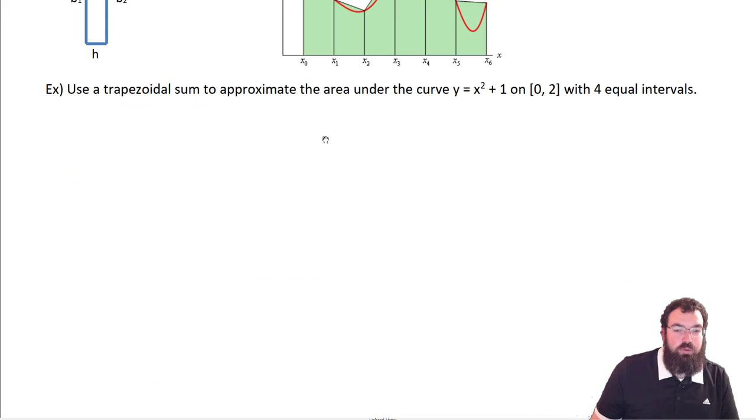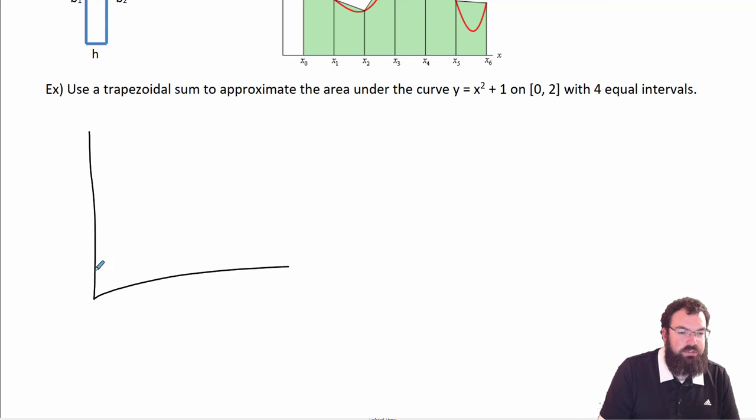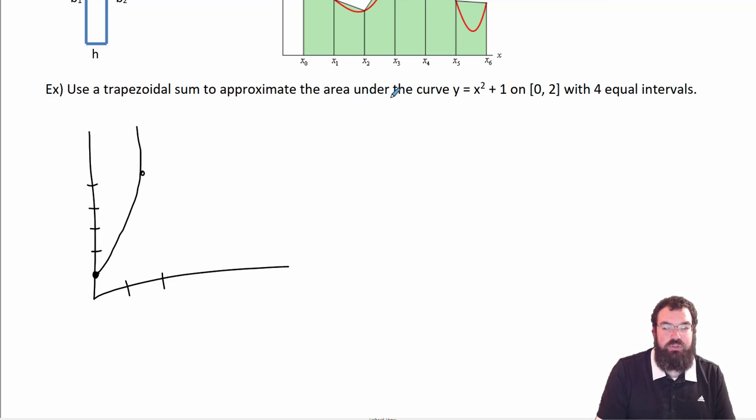Use a trapezoidal sum to approximate the area underneath a curve of x squared plus 1. So now I got to draw this again. I'm sorry. So let's see. 1, 2, 3, 4, 5. I'm going to go out a little bit more. 1, 2. So there's 0, 1, and then up here, and then I go like that. Okay, and I want a trapezoid with 4 equal intervals. So it's not going to be a half, it's going to be 1 1/2.